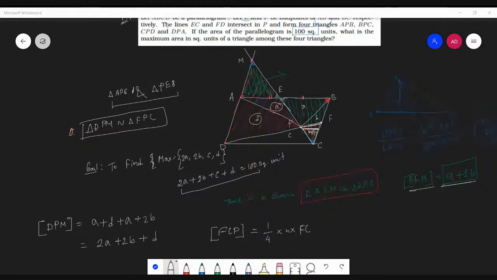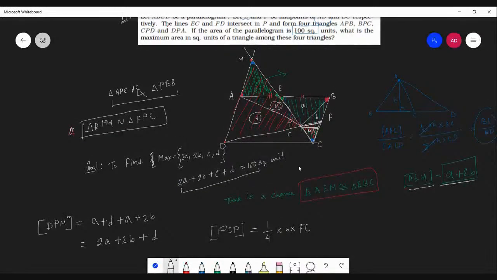Which area? The area is B. No, I am just talking about this one. Yes, this area is actually B. This total area, I found it from here, but actually I'm trying to calculate this area in a different way: 1/4 into h into FC.